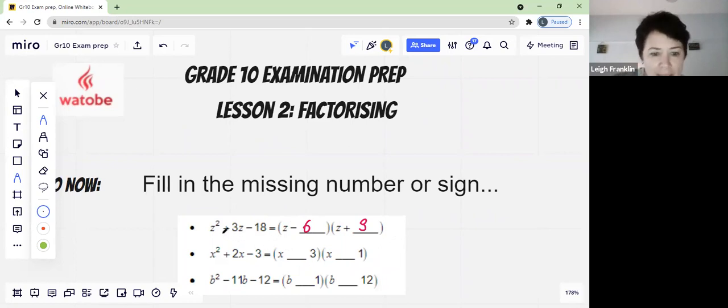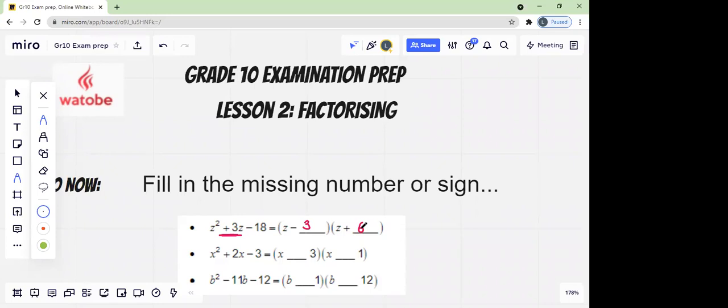Indeed, Harry. Megan, can you see, and Namusa as well, can you see your middle term is a positive number? So if your middle term is a positive number, the bigger of the two numbers is the one that has to be the positive. Okay, so in this case over here, it should have been Z minus 3, Z plus 6. So the 6 had to be plus and the 3 had to be the minus. Is that making sense to everybody? Yes, ma'am. Cool.